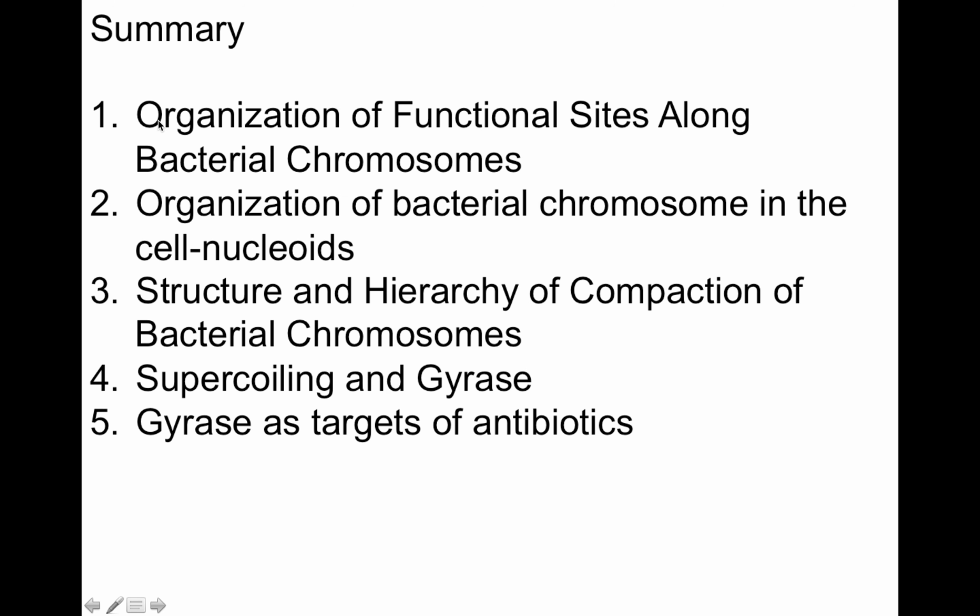In summary, we've learned that the organization of functional sites along bacterial chromosomes includes things like the origin of replication, genes, intergenic regions, and repetitive DNA sequences. We learned that bacterial chromosomes are organized in nucleoids. We learned about the structure of hierarchy of compaction of the bacterial chromosomes, loops, and then supercoiling. We understood the mechanism of gyrase, and we also learned that gyrase can be a target of antibiotics.